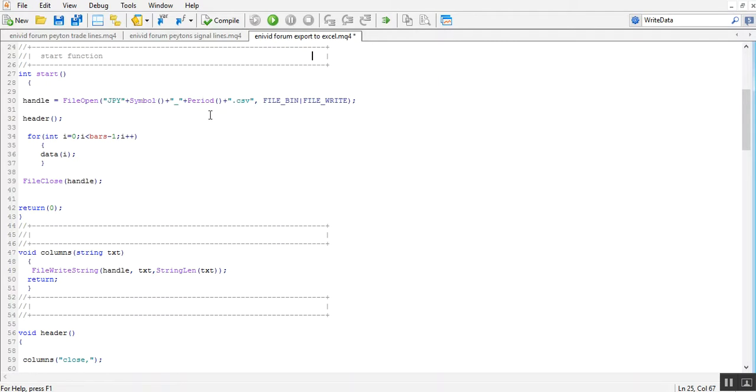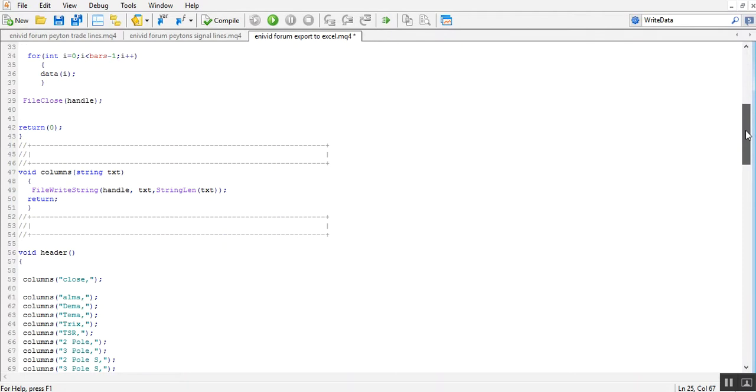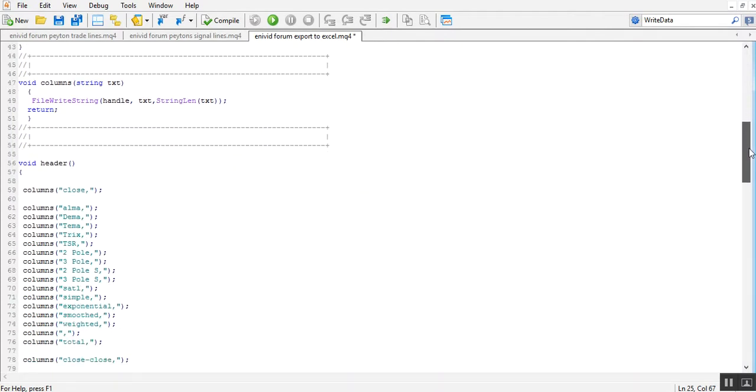And all this is doing is just for N and I. If you've watched the other videos, you know what that's about. As long as I is less than the bars minus 1, I plus plus. And it's saying, do the data deal right here. And here is, in Excel, you probably know about Excel.